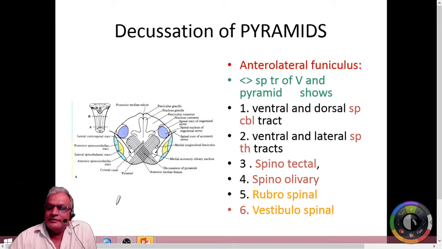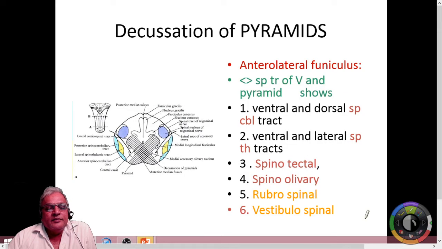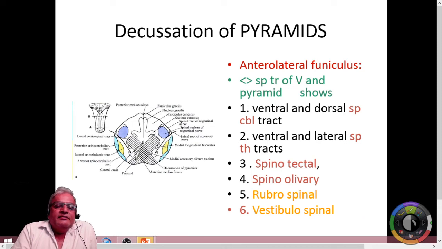So this is at the level of the pyramids. Now we come to the next slide. This is at the level of the sensory decussation. Now the sensory decussation, what happens is, but maybe I should go back one step because maybe you do not understand what the pyramidal tract is like. See, this is the pyramid which you have seen on the ventral aspect of the medulla.